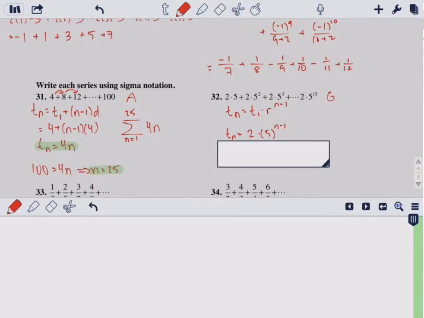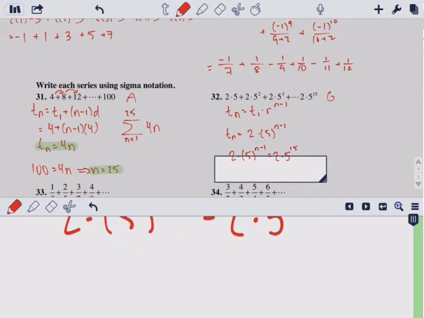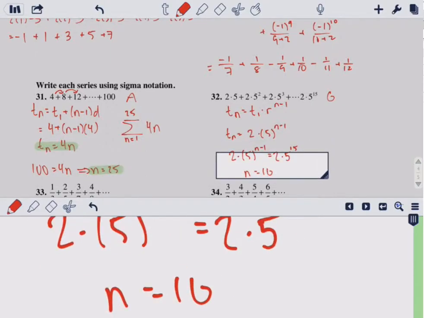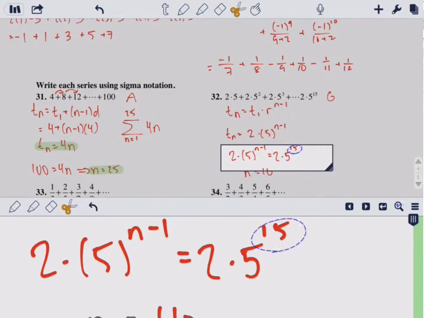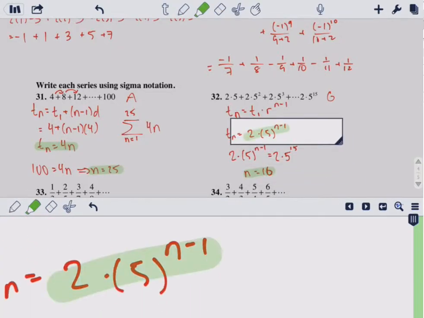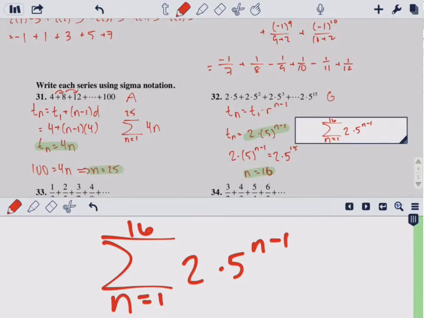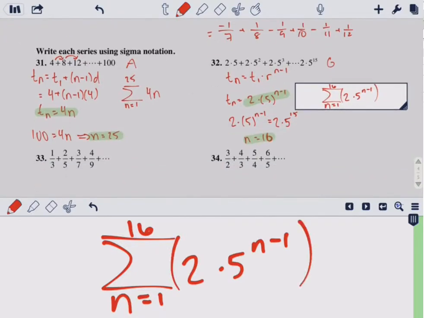So I want to find what n is for the last term. If I know 2 times 5 to the n minus 1 is equal to 2 times 5 to the 15th, that tells me n is equal to 16, because I just pay attention to the n minus 1 and the 15. So I've got n is equal to 16, and I've got t sub n, so I can write my generic form, my summation, n is equal to 1 up to 16 of 2 times 5 to the n minus 1. And I put the whole thing in parentheses.